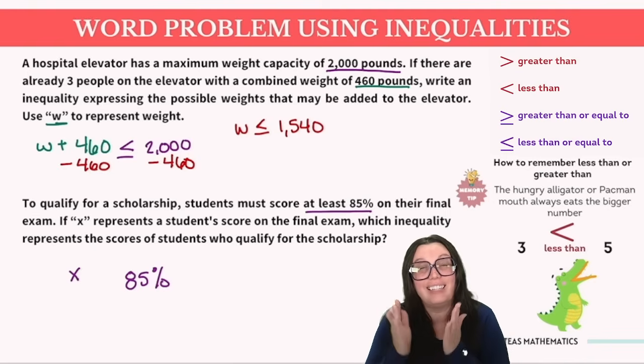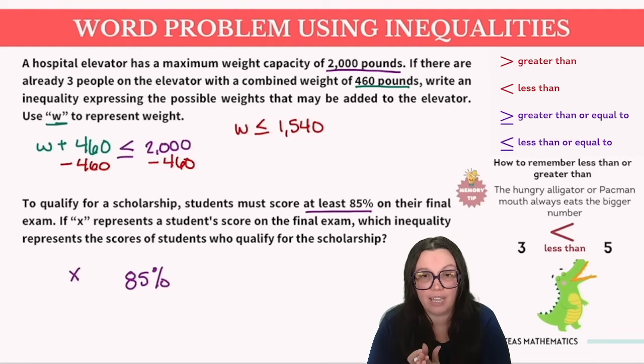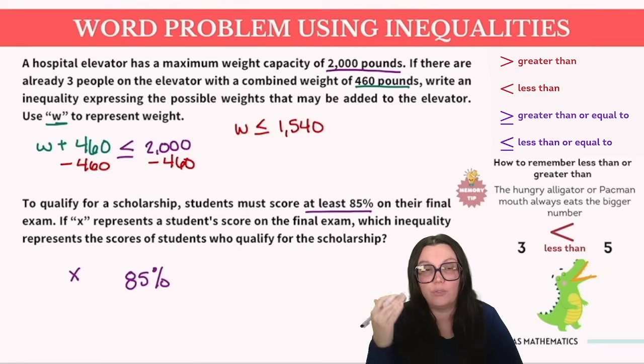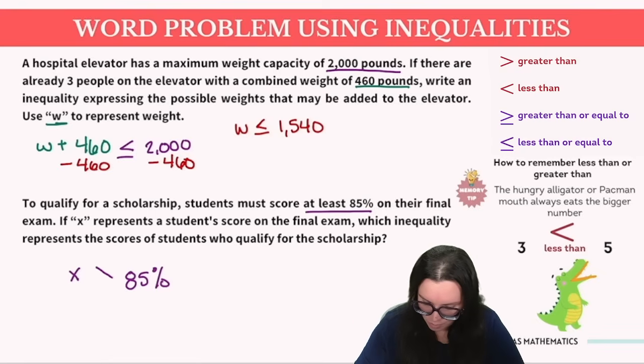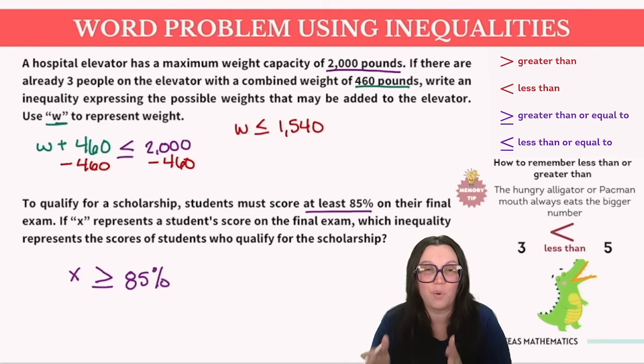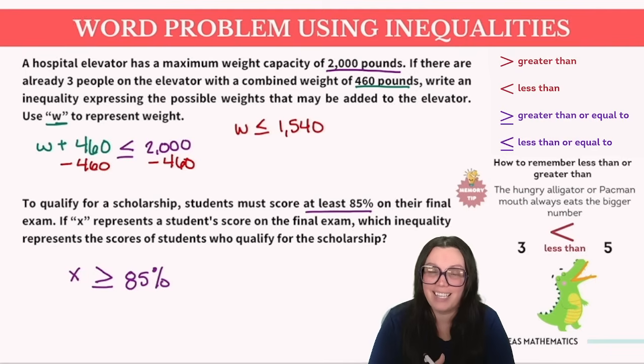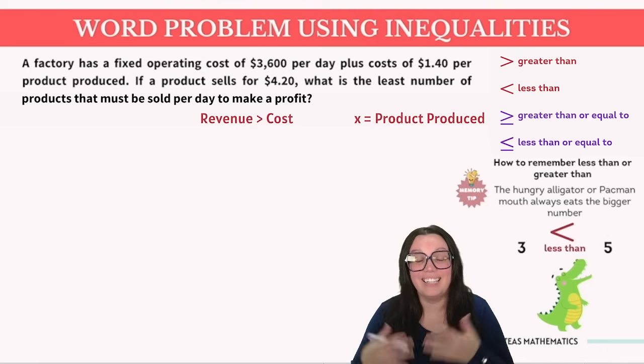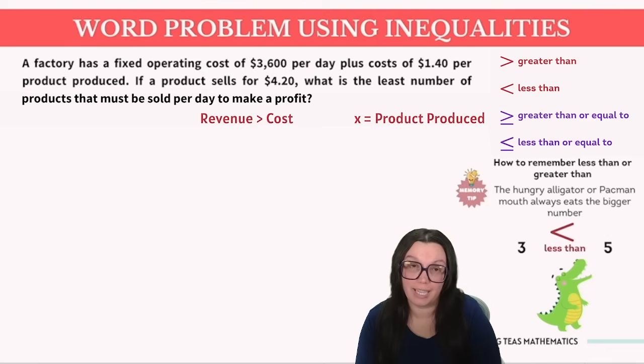So they have to have at least 85%. So that means that they have to have either greater than or equal to 85%. So I'm going to go ahead and plug that into my inequality, and that's going to give us our equation for this problem. X is greater than or equal to 85% in order for the student to get the scholarship. Let's take a look at a little bit more of a complicated problem.